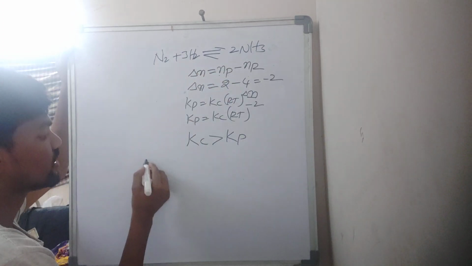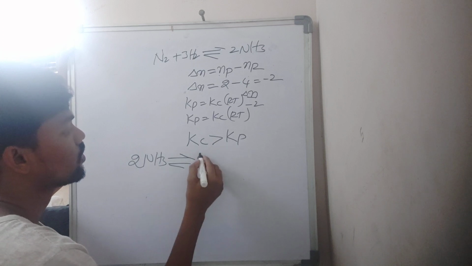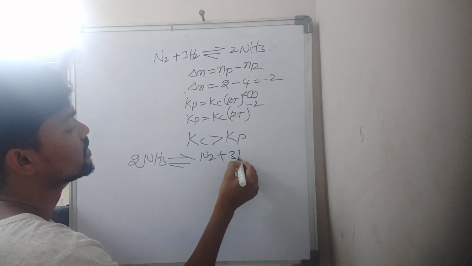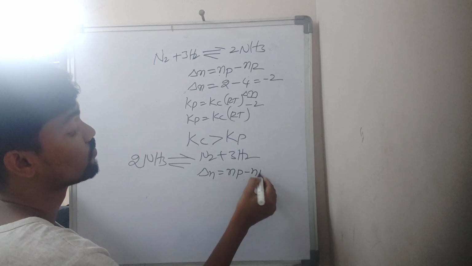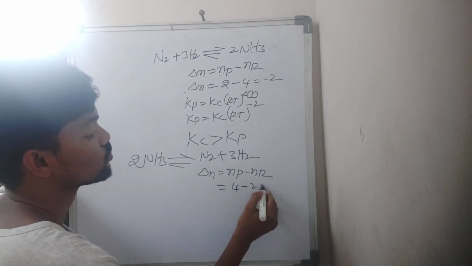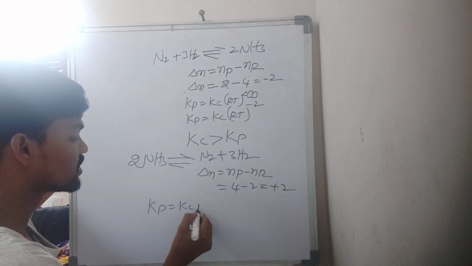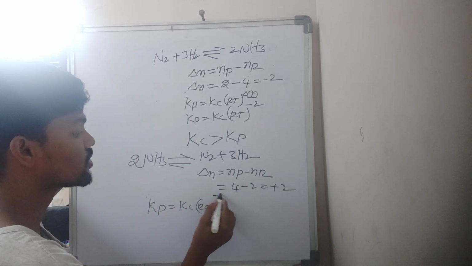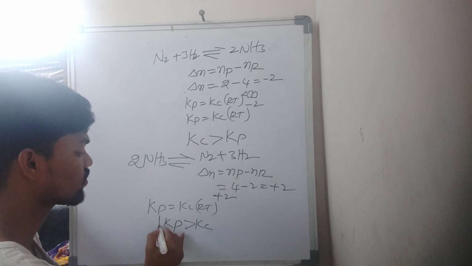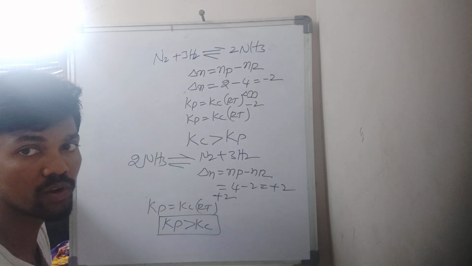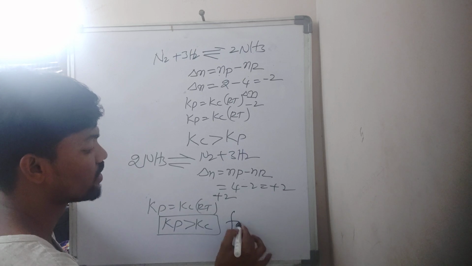Okay, suppose I give this compound: 2NH3 gives rise to N2 + 3H2. Delta n means number of moles of product minus number of moles of reactant. Tell me: 4 minus 2 is equal to plus 2. So Kp is equal to Kc (RT) to the power delta n, how much? Plus 2. Here Kp is greater than Kc. Okay. This is called the forward reaction.